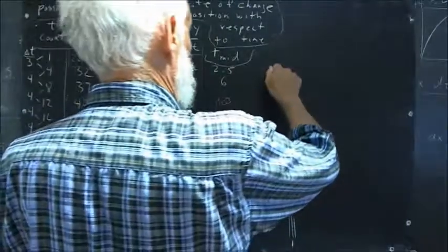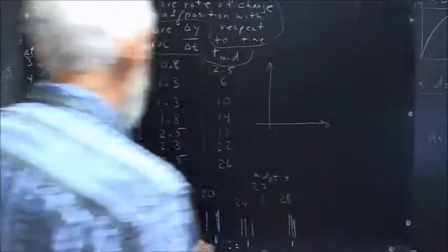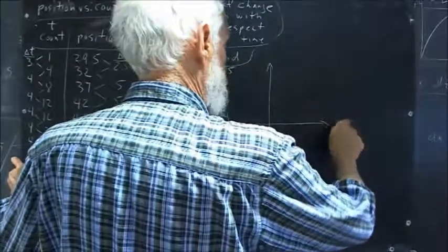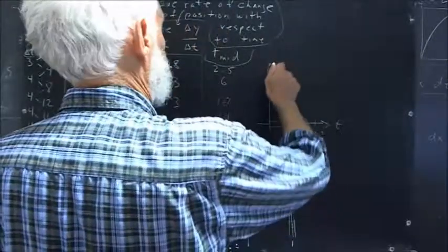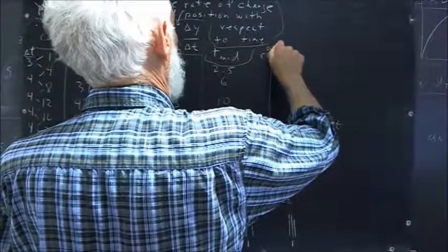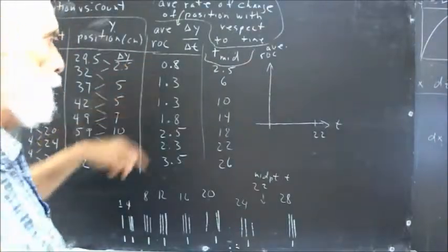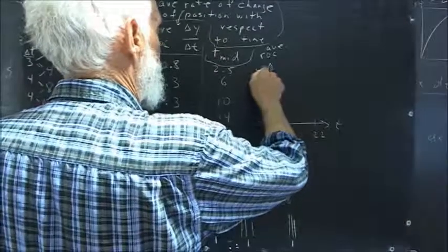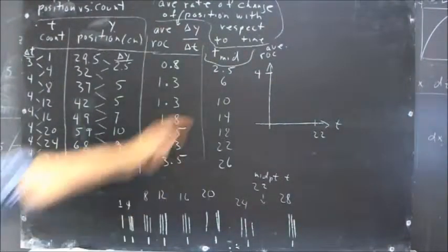Okay, so I'm going to do a graph. And I'm going to label off my time from 0 to 22 and my average rate of change from 0 to 4. And then I'm going to fill in my points, but I'm not going to make you watch me do that. You should do the same.